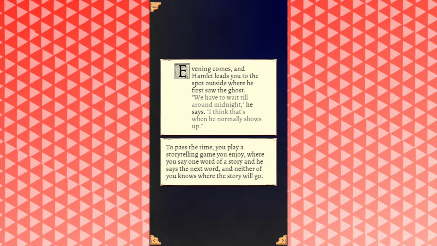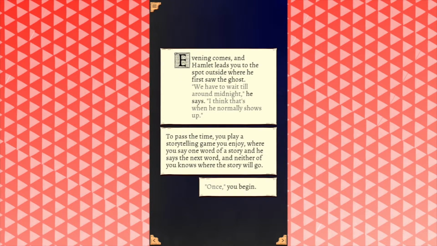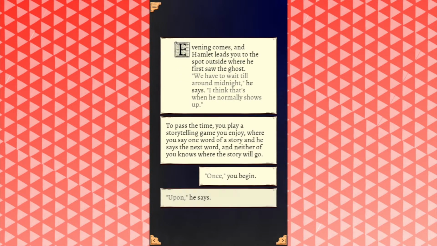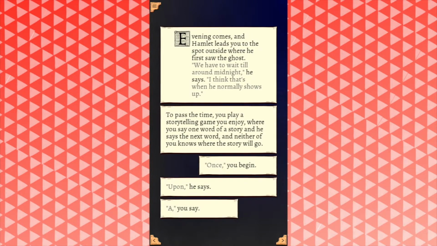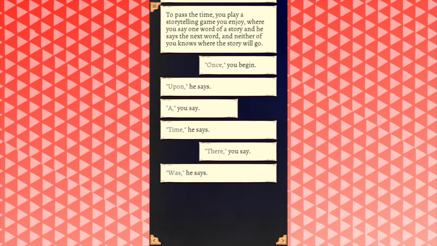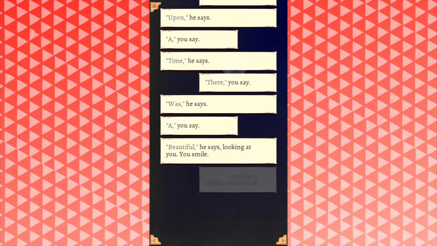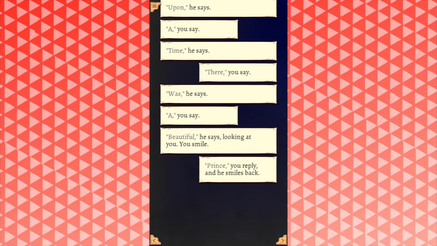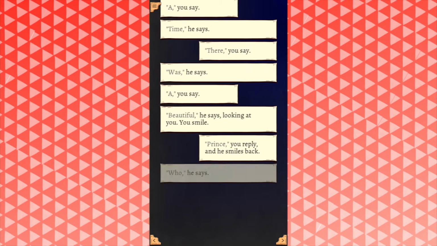To pass the time, you play a storytelling game you enjoy, where you say one word of a story and he says the next word, and neither of you know where the story will go. Once, you begin. Upon, he says. Once upon a time, there was a beautiful, looking at you, you smile. Prince, you reply, and he smiles back.